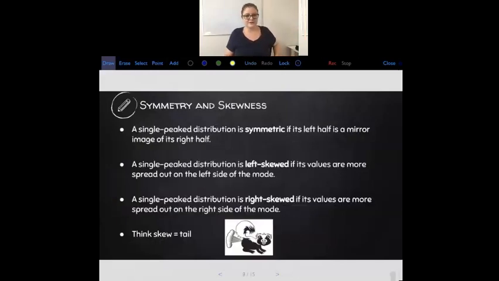Symmetry and skewness. These are ways to describe a distribution of a data set. A single peak is symmetric if its left half is a mirror of its right half. Visualizing this, something like this, where if you draw a line down the middle, the left half looks the same as the right half. A single peak distribution is left skewed if its values are more spread out on the left side of the mode. Remember that the mode defines where our peak is.